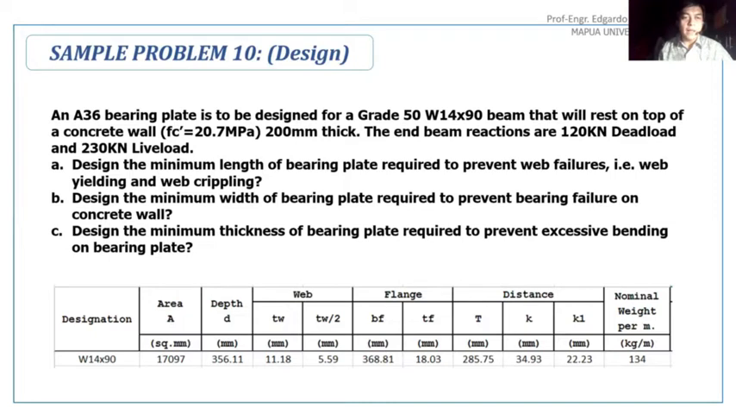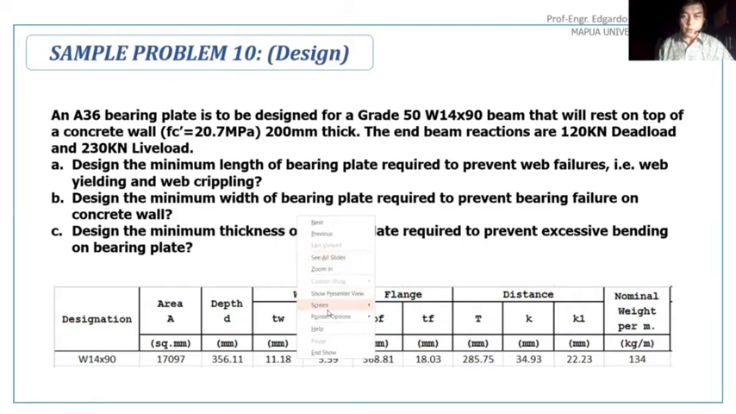Then second, design for the minimum width, which is B, of the beam bearing plate required to prevent bearing failure on the concrete wall. Then last, we're asked to design for the minimum thickness of the bearing plate, which is thickness, required to prevent excessive bending on the bearing plate.